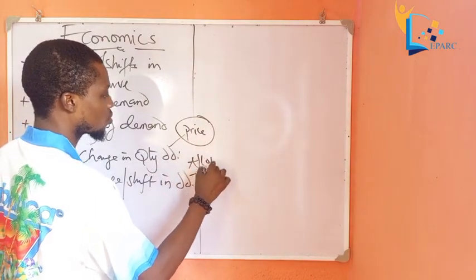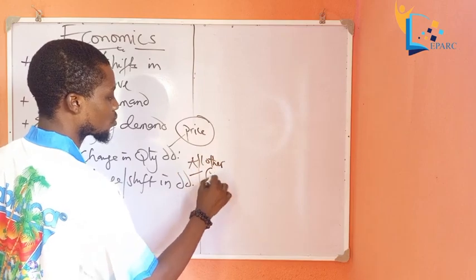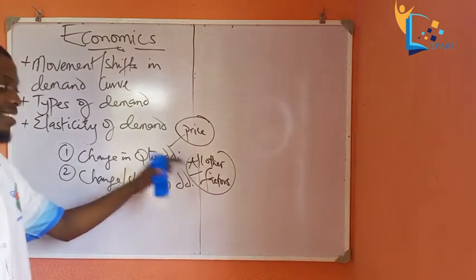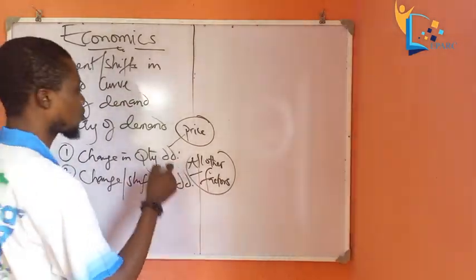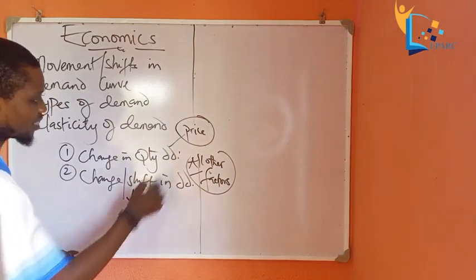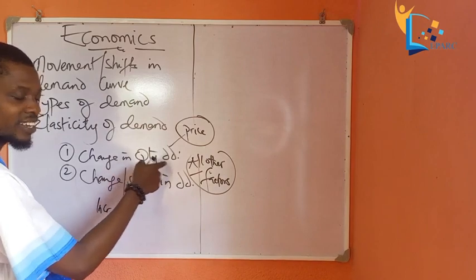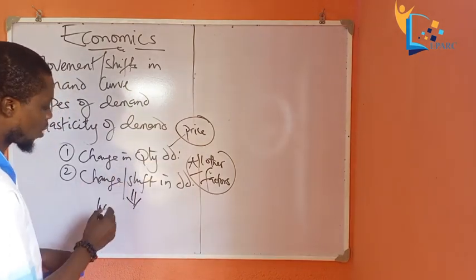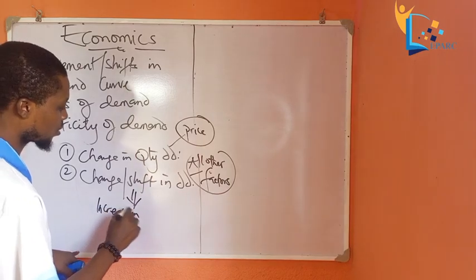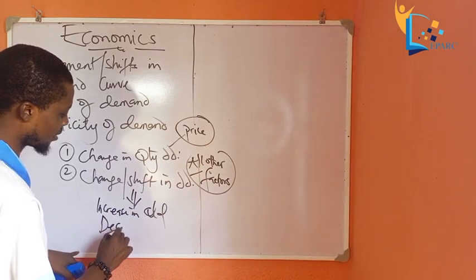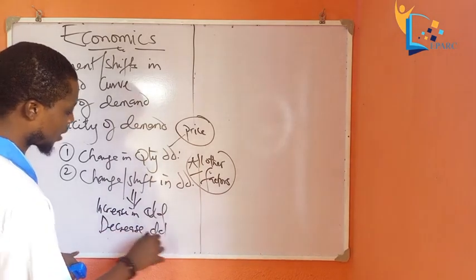All other factors, okay? In this case, all other factors are varied except price. Now, this is what we mean. Also, in this case, it is divided into two, just like this one, where we have increase in quantity demanded and decrease in quantity demanded. In this case, we have increase in what? Demand, okay, and decrease in demand. We are going to explain this, okay?